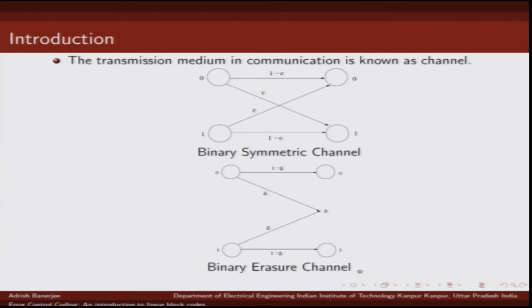Another channel which is very commonly used to model packet data networks is the binary erasure channel. There are binary inputs 0 and 1, and at the output you either receive correctly whatever has been transmitted, or it is erased. We denote an erased bit using this symbol. With probability 1 minus delta you receive the bit correctly, and with probability delta the bit is erased or lost.